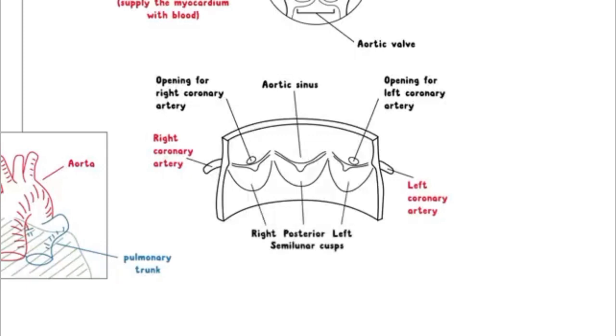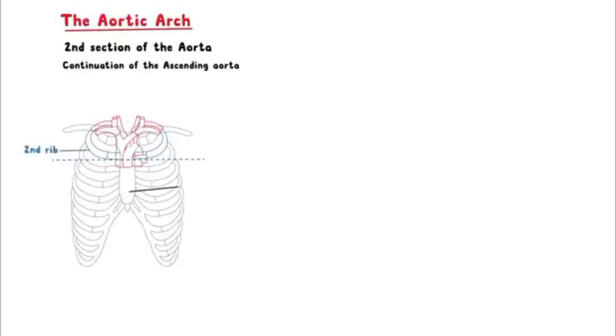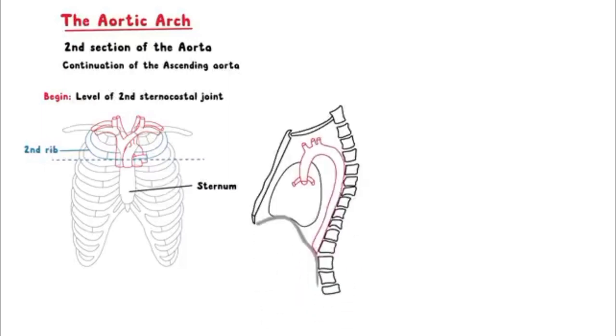The next part of the aorta is the aortic arch, which is the continuation of the ascending aorta. It begins at the level of the second sternocostal joint and arches superiorly, then posteriorly and to the left before moving inferiorly.